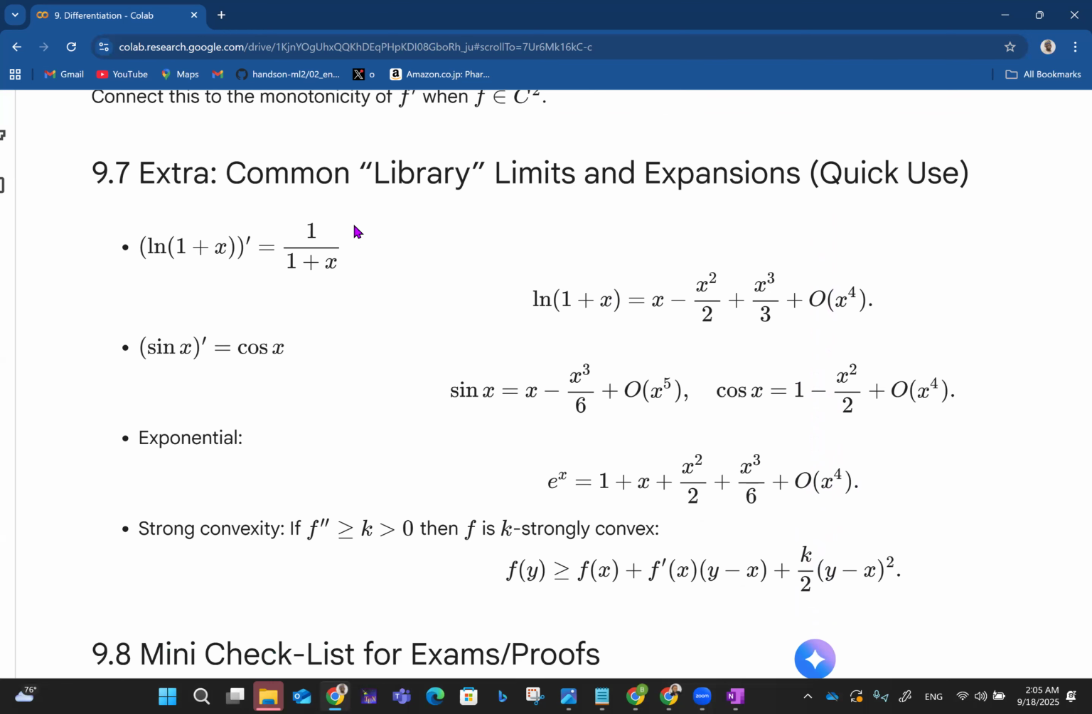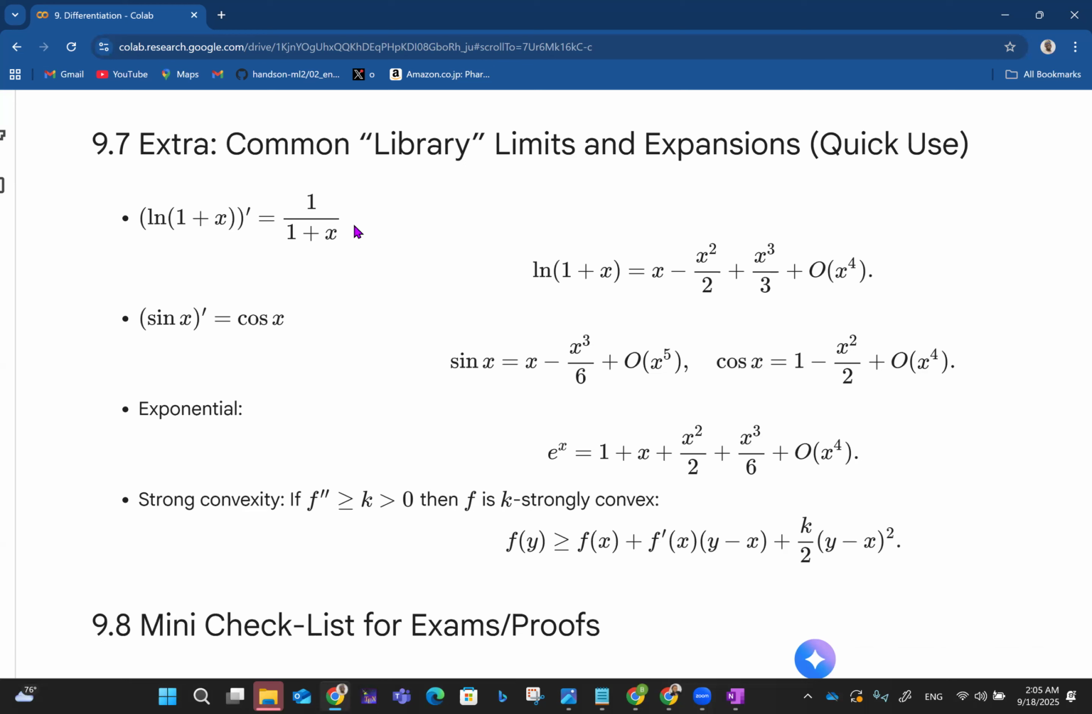Then 9.7, so you have some extras. There are some common limits and expansions for quick use. So for instance, you have the derivative of ln(1 plus x), that's 1 over 1 plus x. So the expansion is x minus x squared over 2 plus x cubed over 3 and so on. Then sine x derivative, you have cos x.